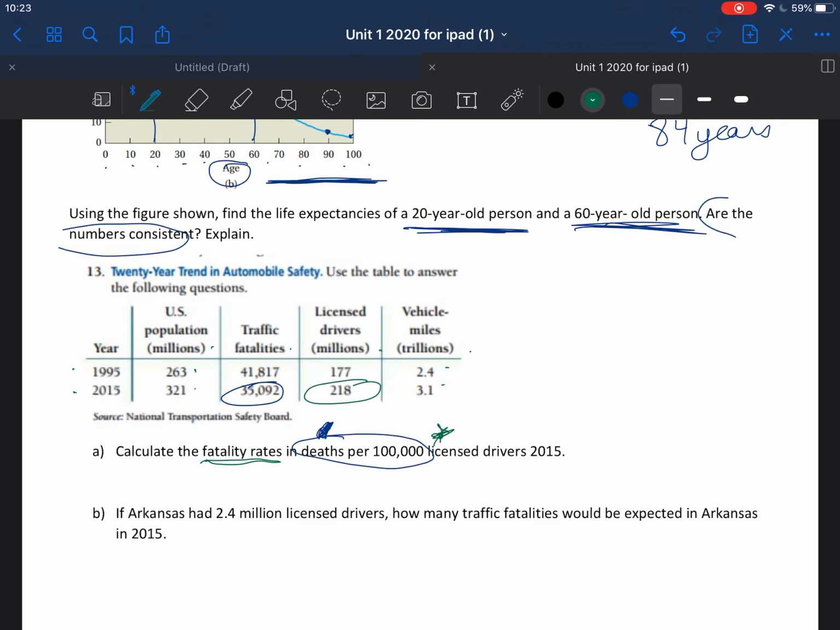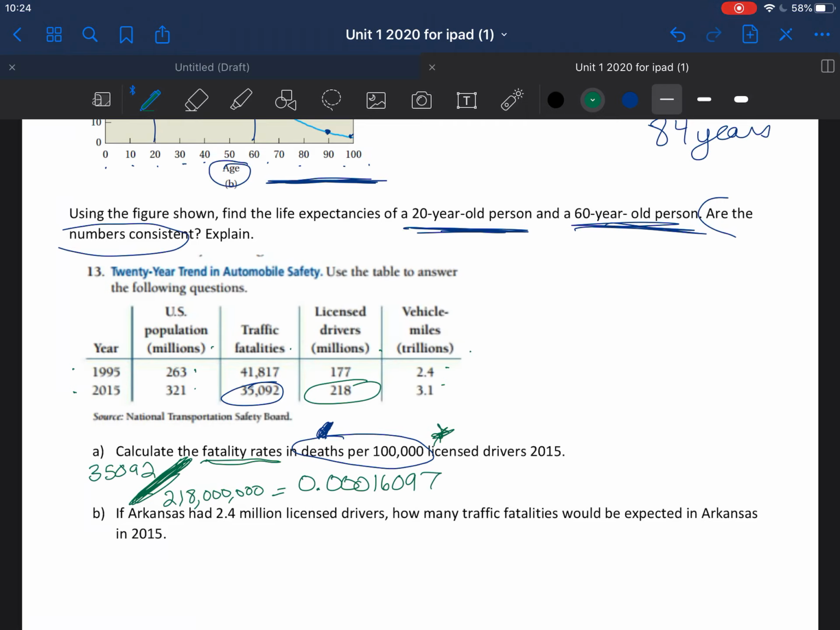The way the book teaches this, and the way I was originally taught, is we put deaths on top, right? Because that's what's mentioned first. Per is division, and then we don't have 100,000 licensed drivers, but we start with what we have. We have 218 million. So let's put in all those zeros: 1, 2, 3, 1, 2, 3. And this is 0.000160097. This is not our answer. This is the fatality rate per 1 licensed driver.